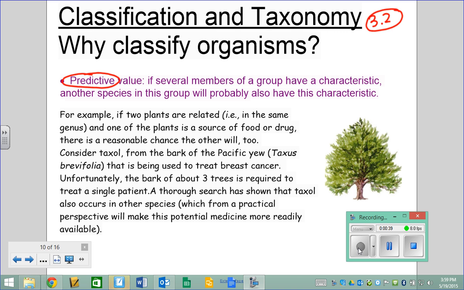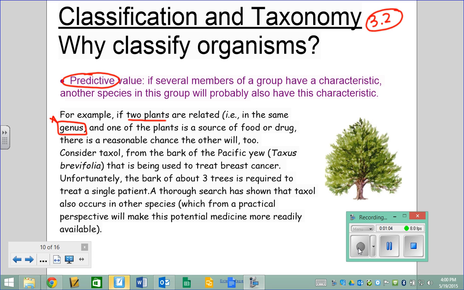If I find a number of members in a classified group that have a characteristic, then another species that's also part of that group will probably also have this characteristic. Now, what does this mean for real life? We're going to take two plants as our example. So let's say we have two plants, and two plants have the same genus.